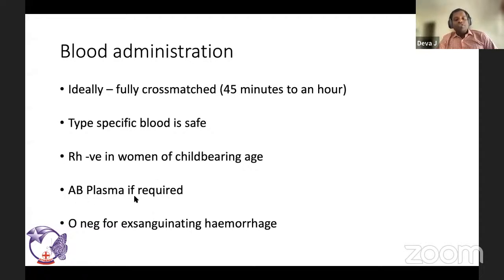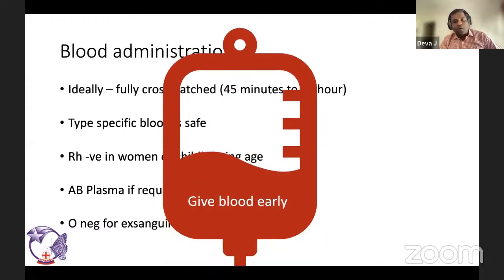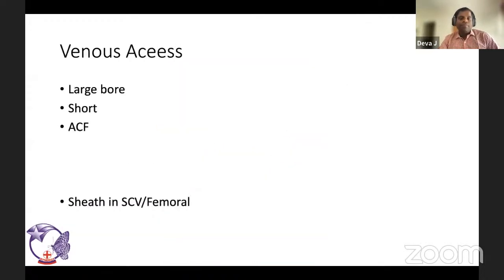And if you're going to use plasma without cross match, you can use AB plasma. Just get AB plasma and put it on a patient as part of your ratio. Blood, O-neg, AB plasma, you can administer. Important to remember, women of childbearing age, use RH negative if possible. Right, that's about blood administration. Once again, the concept is give the blood early.